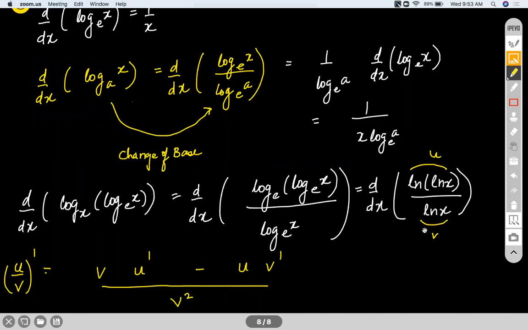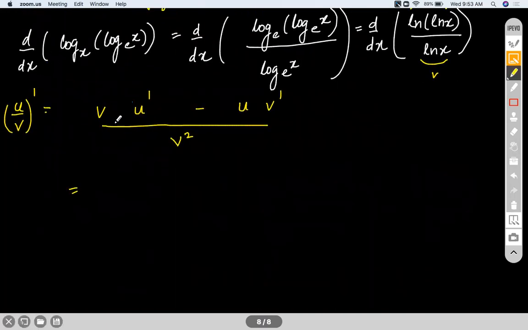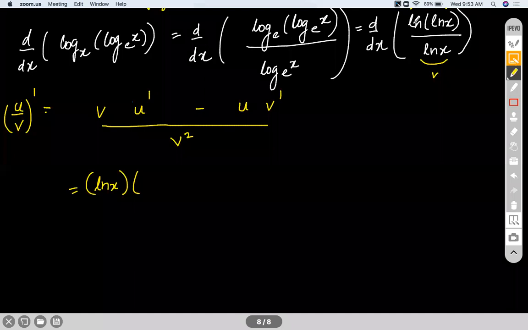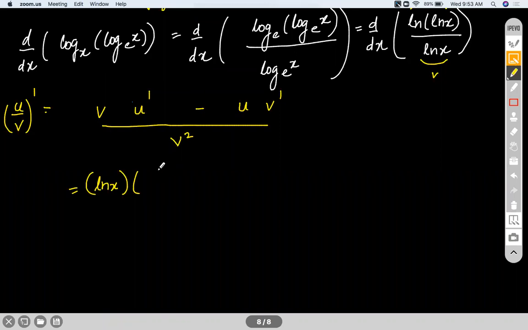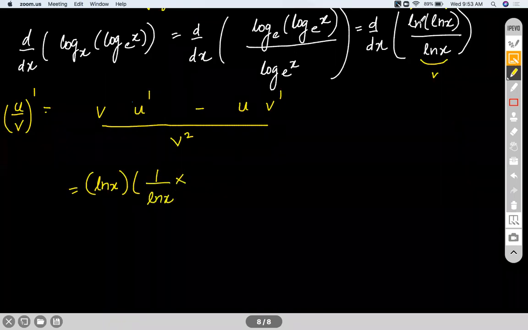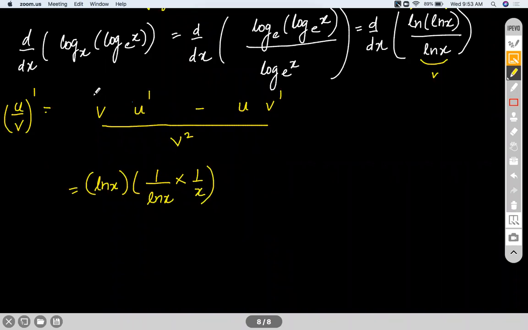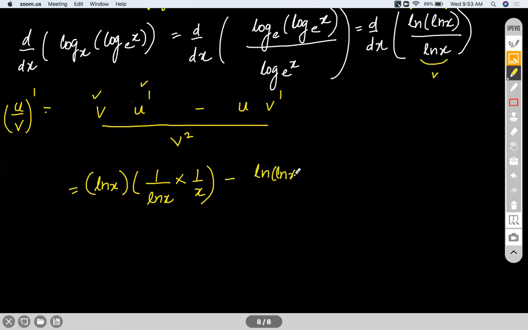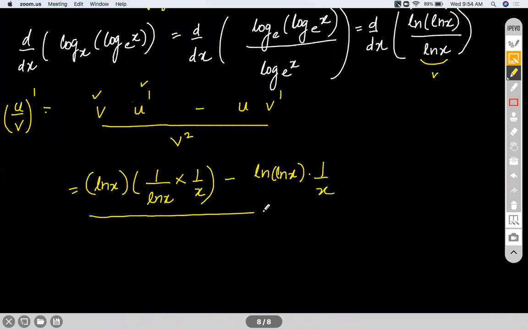Let us try to fill in these spaces over here. So v will be nothing but ln x. u dash means derivative of ln of ln x. So for this we'll use chain rule. So read this as ln something first. Ln something is 1 by something into, remove this ln from your mind, then you see ln x. Ln x derivative is 1 by x. Put proper brackets. Once it is done, just close the bracket. So these two are done. Now u is going to be ln of ln x into derivative of v is 1 by x whole divided by v square. V square is ln x the whole square.